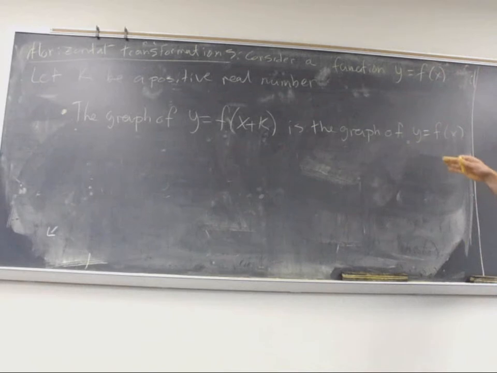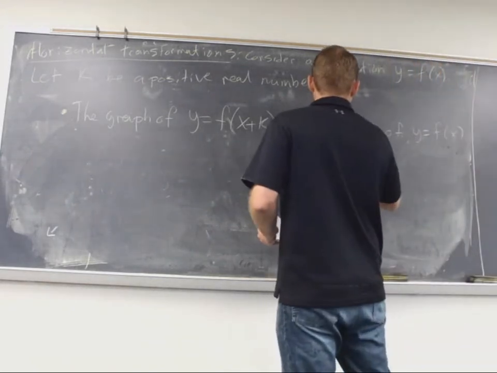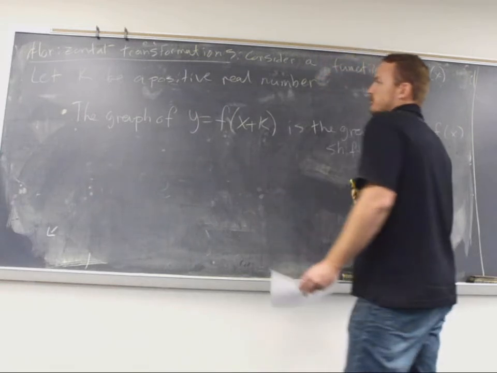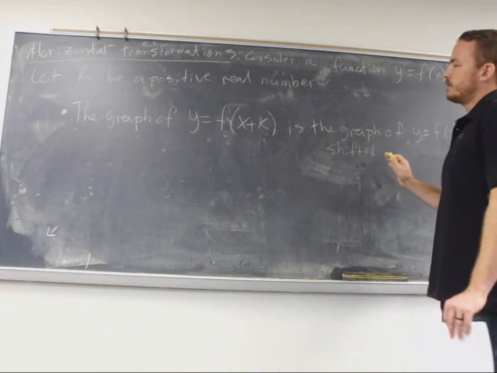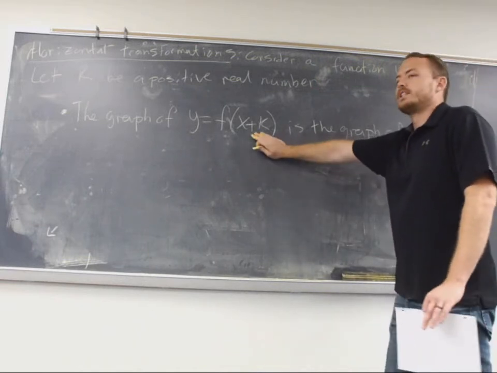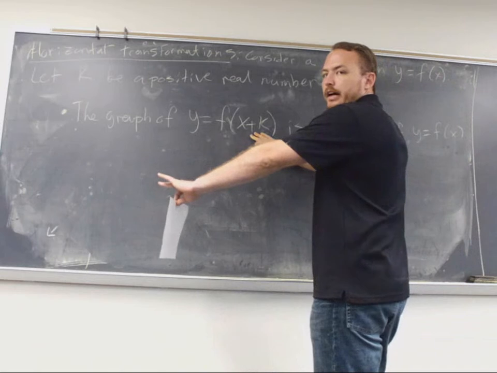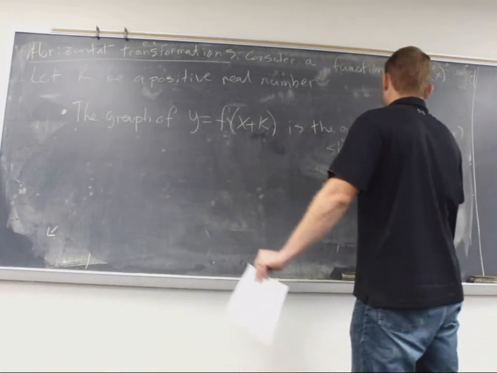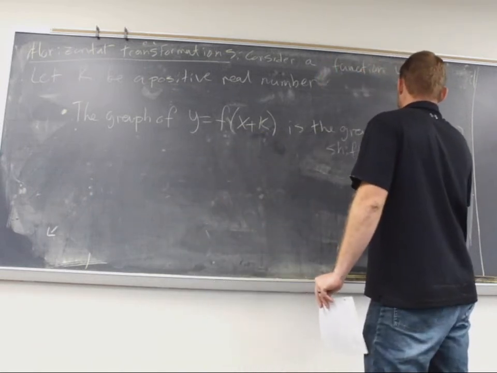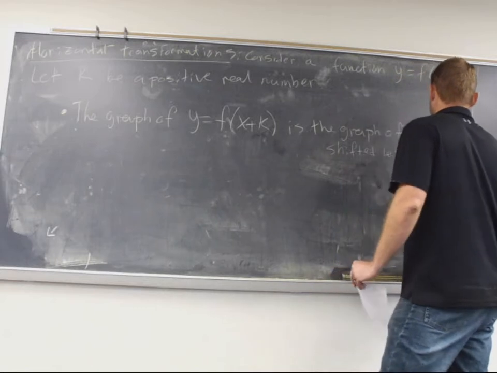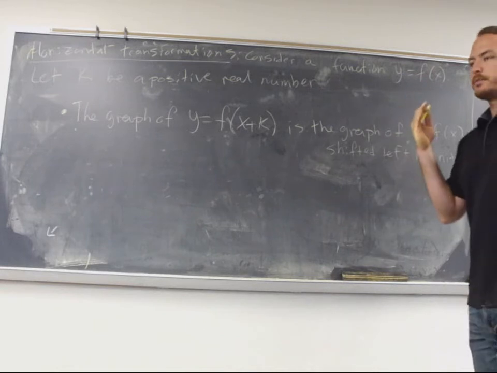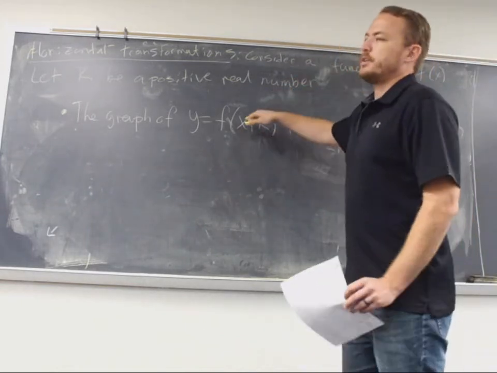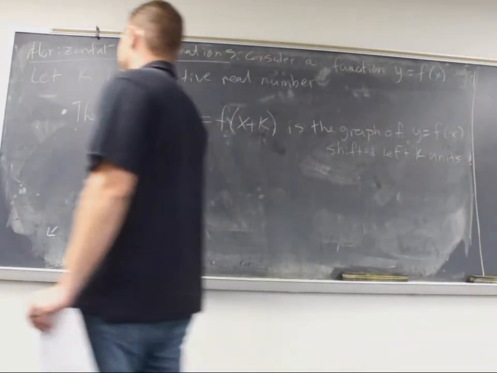So y equals f of x plus k is the graph of y equals f of x shifted, which way? It is the graph shifted, plus k means to the left. So it works opposite of how we think it should work. Shifted left k units. Alright? Remember, if it's inside the function, it works opposite of how you think it should work.